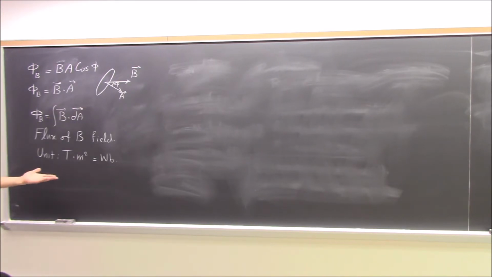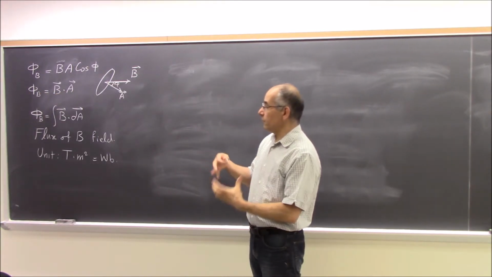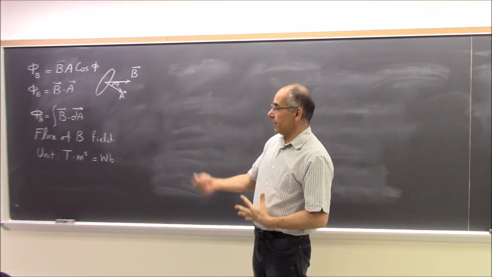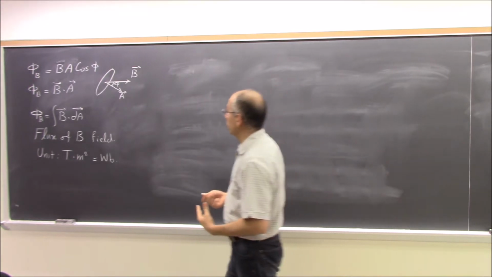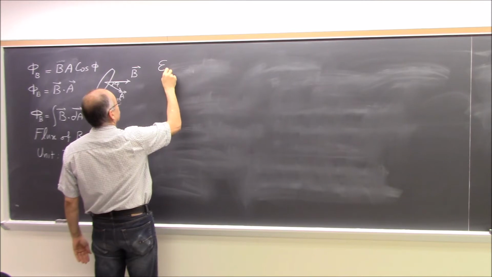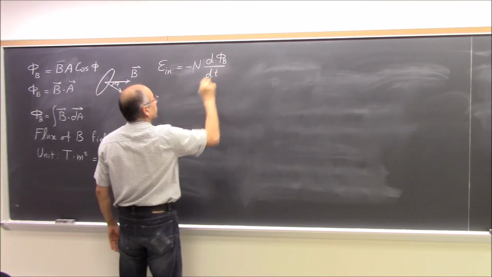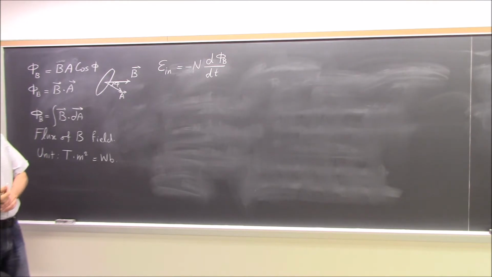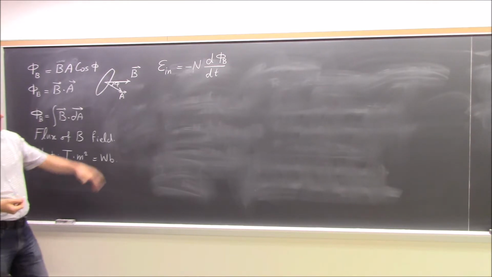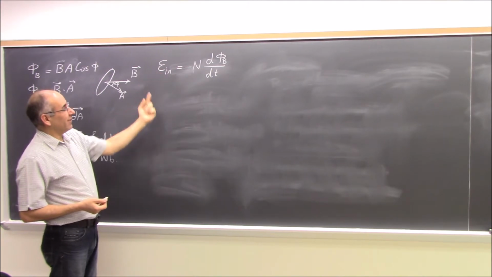And then we talked about the fact that when the magnetic flux changes through a loop, a wire, it creates EMF in that wire. The EMF created, we call it induced EMF, is the negative rate of change of flux of magnetic field. Another way to talk about this is the integral of E dot dL.